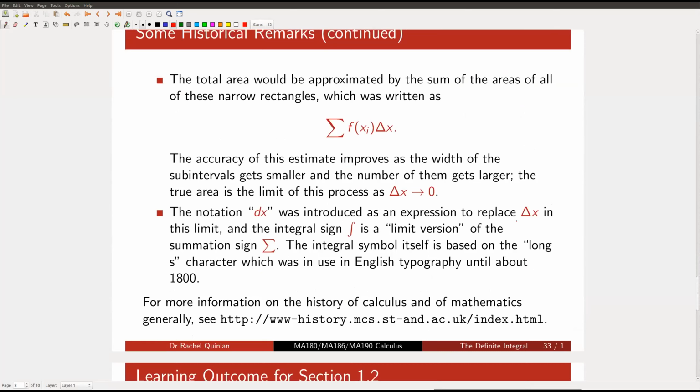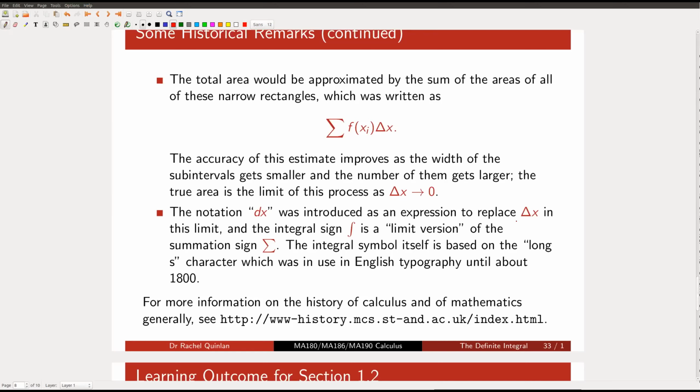So the integral symbol itself is based on something called, I don't know much about typography, some of you might, the long S character, which was in use in English typography until about 1800. It's fallen out of use now, except in this particular context of integral calculus. But it's not something that was completely invented out of the blue. It was actually a character in typography, in written text. So now it still is, but only in this context of integral calculus.